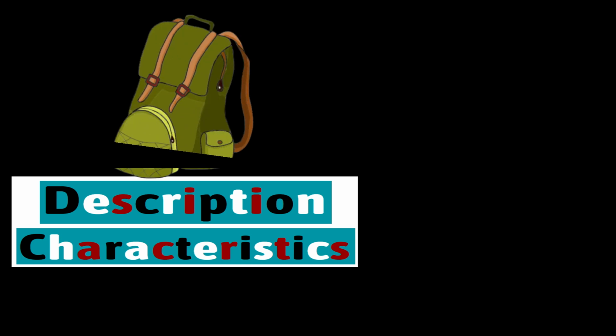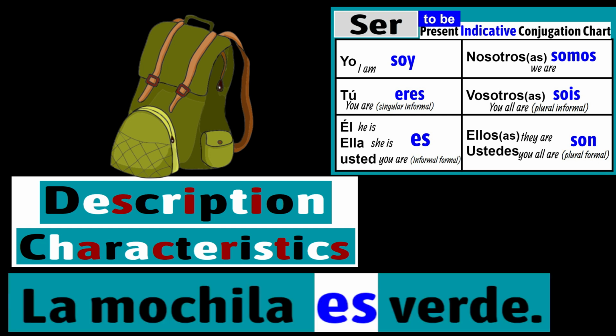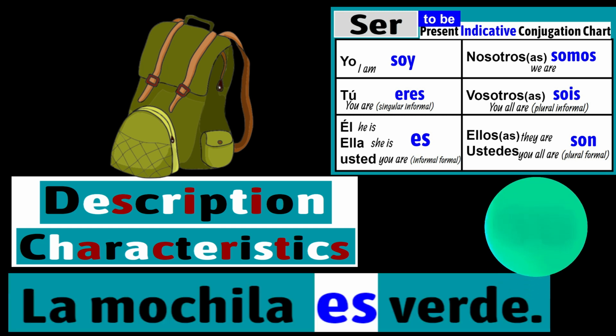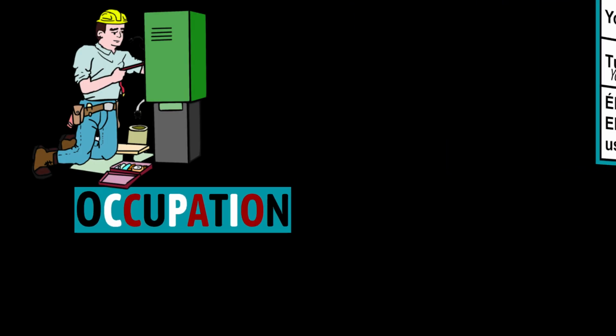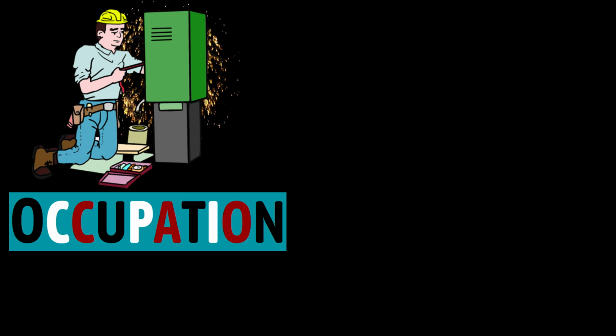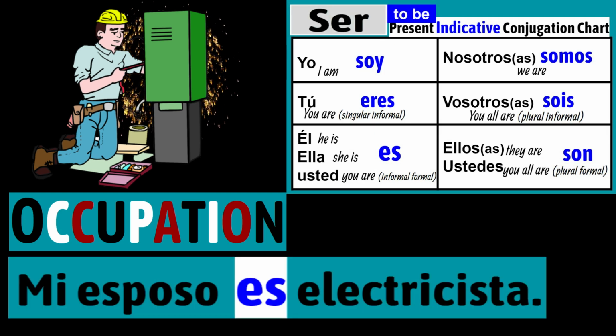Ser. Use ser to talk about description and characteristics. Use the conjugation chart to help you understand the sentences. La mochila es verde. Use ser to talk about occupation. Mi esposo es electricista.